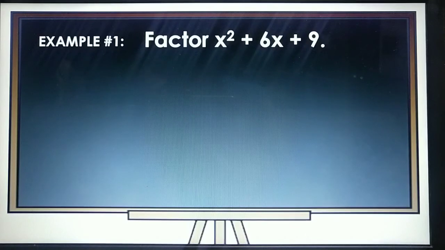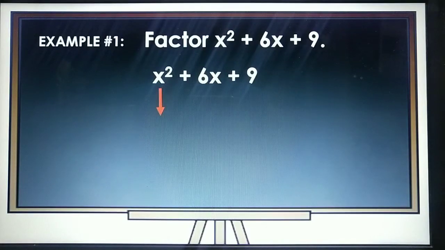Let's have an example. Factor x squared plus 6x plus 9. First, we need to take the square root of the first term. The square root of x squared is x. Next, we will take the square root of the last term. The square root of 9 is 3.